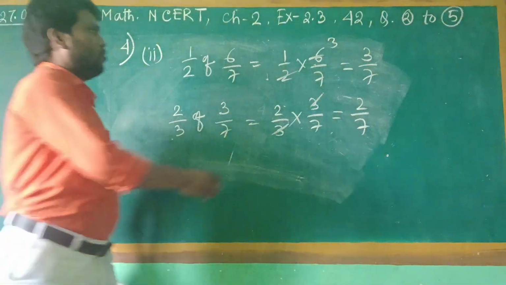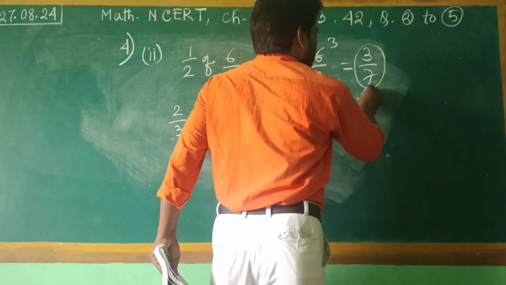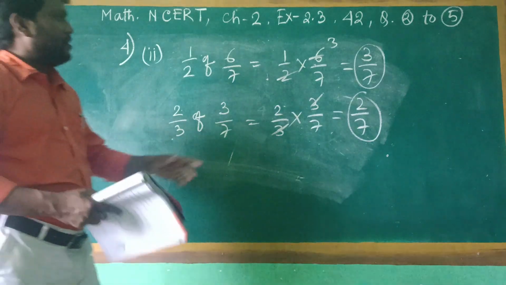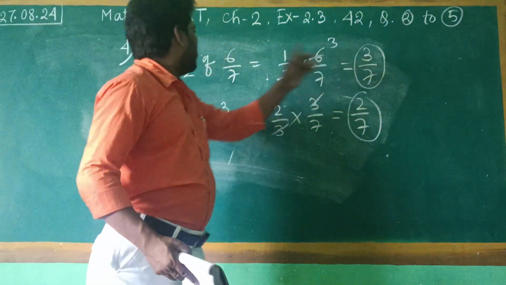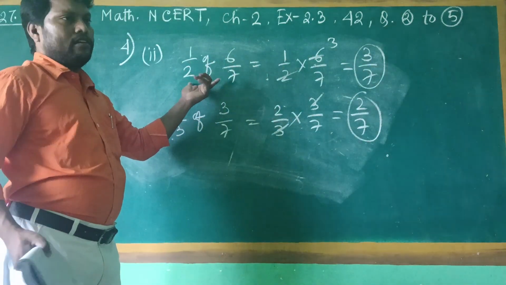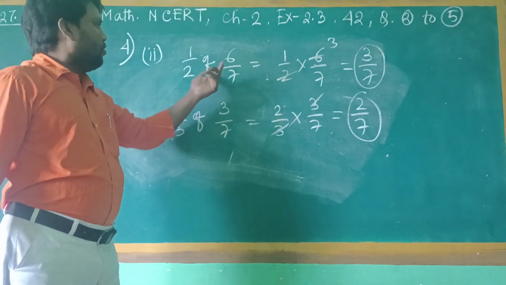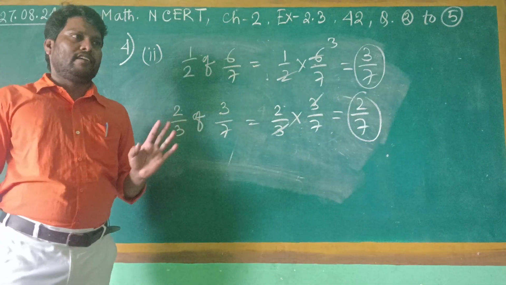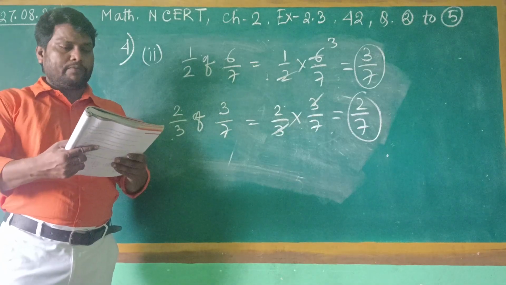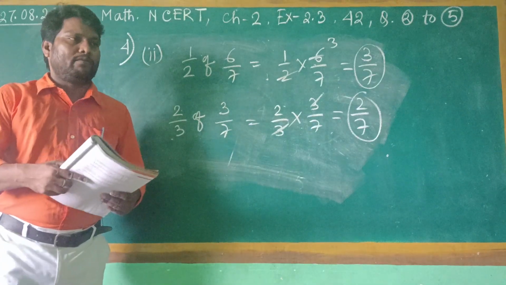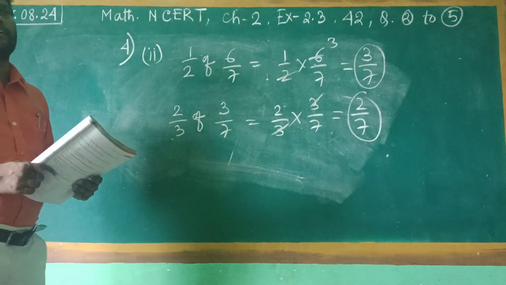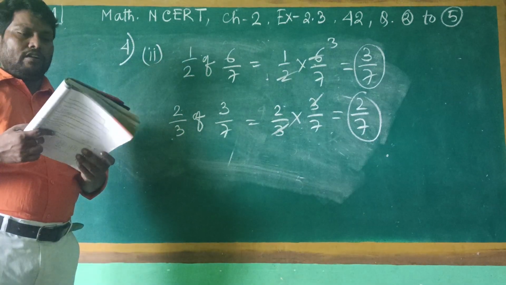Now both are like fractions. Okay. So which is greater? 3 by 7. So 1 by 2 of 6 by 7 is greater. The first question was just like that, but I skipped it. I only compared 2 by 7 and 3 by 4. The question may also be of this kind: which is greater, 2 by 7 or 3 by 4?